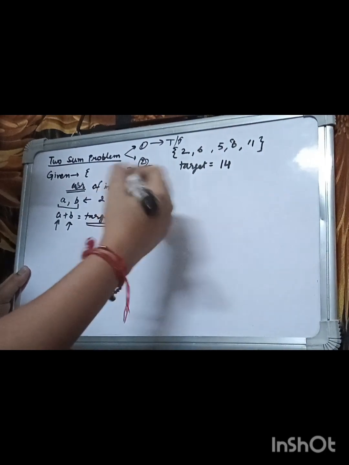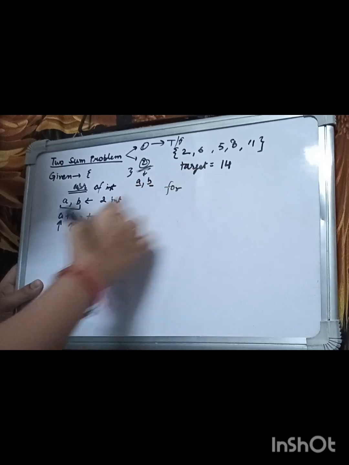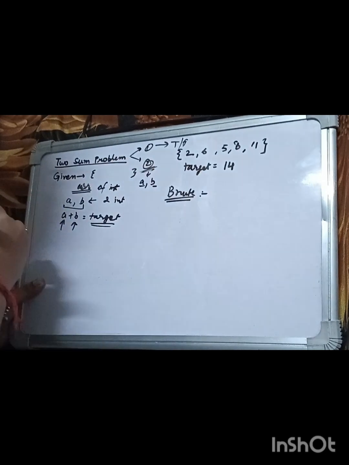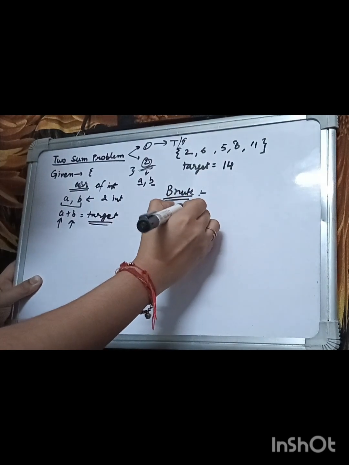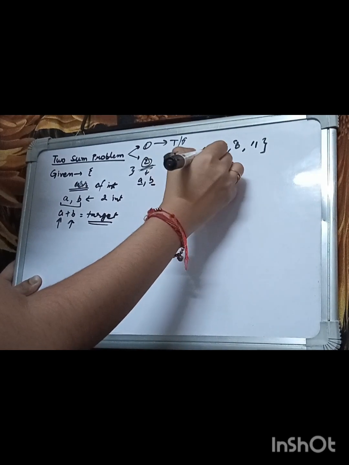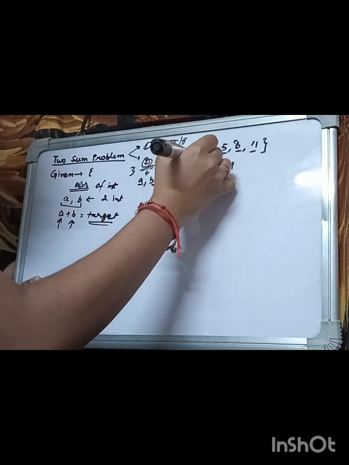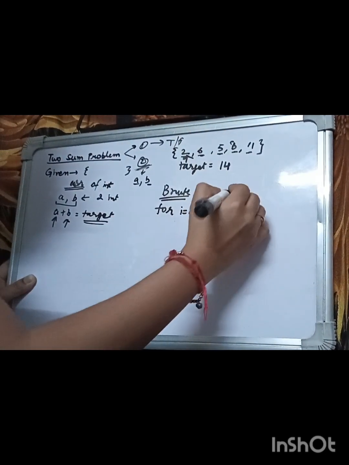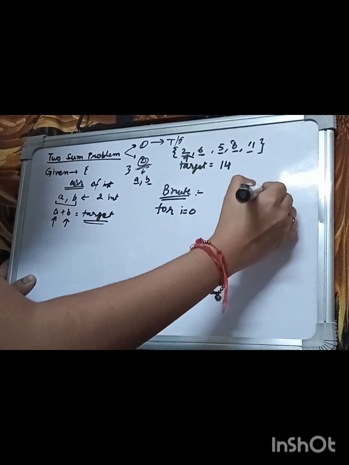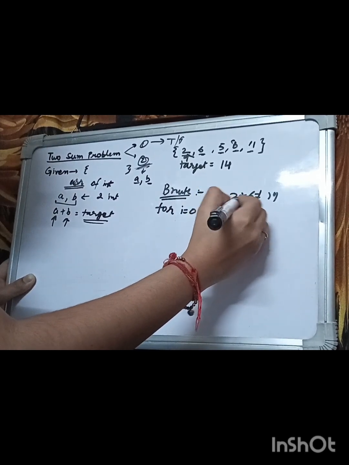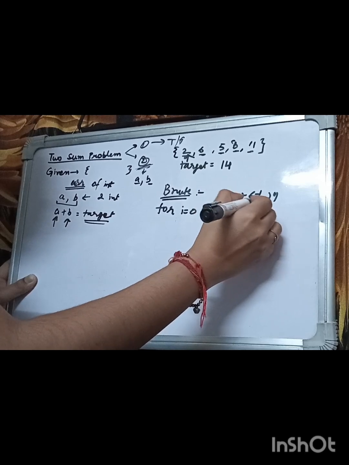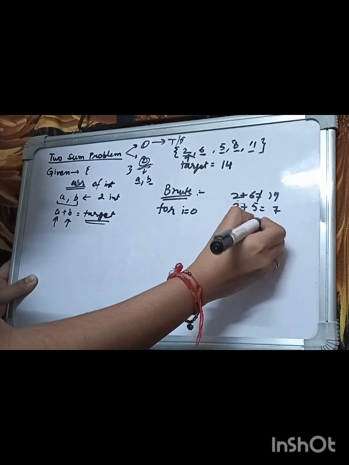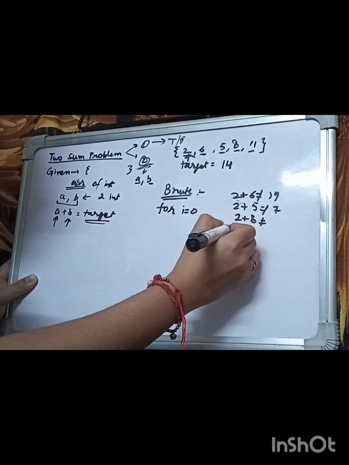So first, what can I do? I can have a loop. So first is my brute force approach. In this, I will run a loop which will go to every element. First I am at 2. So if I'm at 2, I will search for the next elements, whether 2 plus 6 is equal to my target. No. Then 2 plus 5 is equal to my target? No. Then 2 plus 8? No. Similarly 2 plus 11.